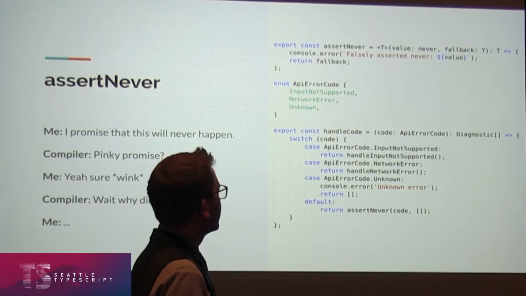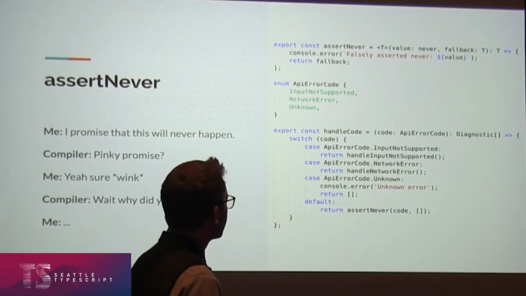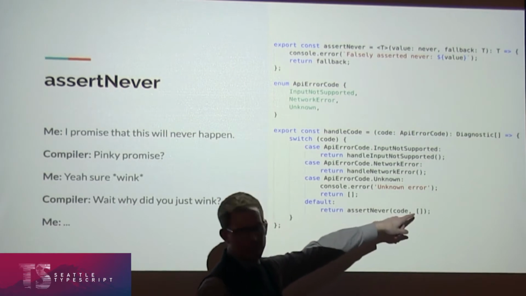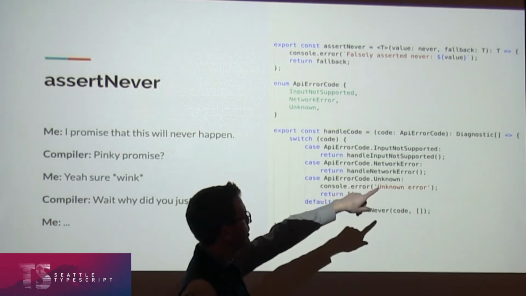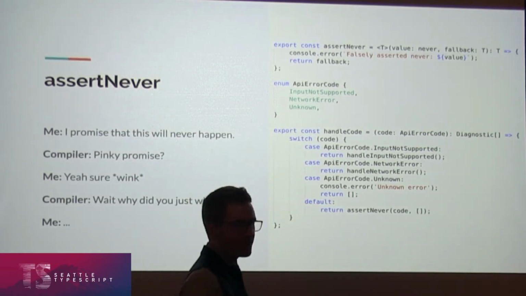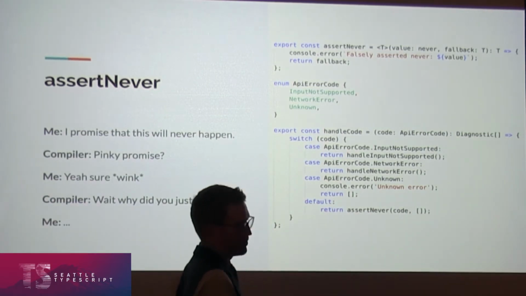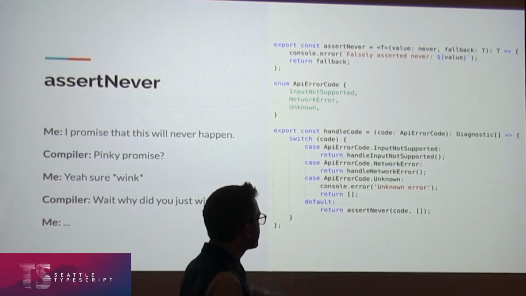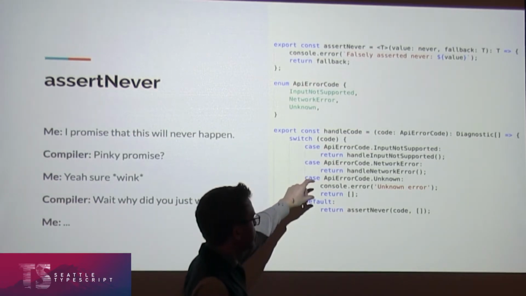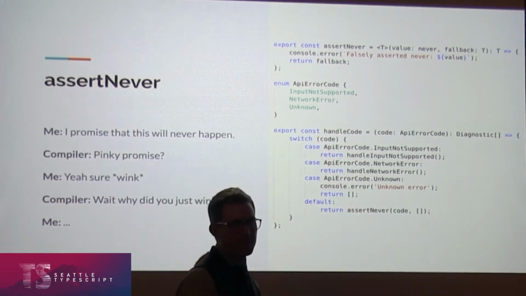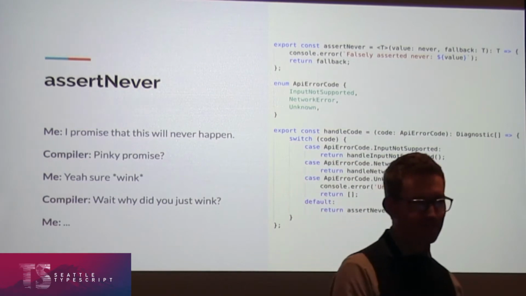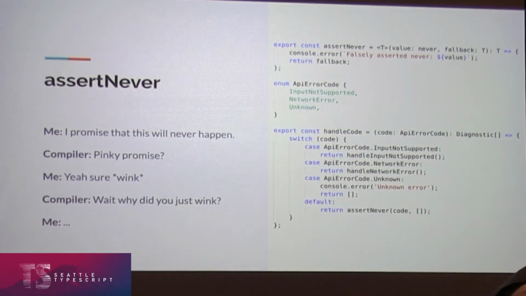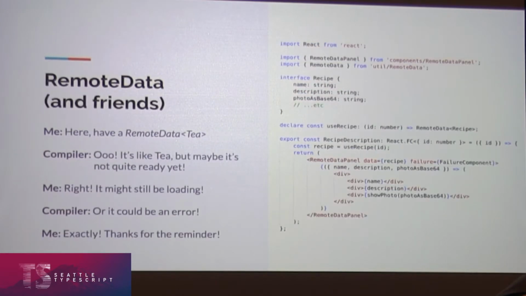That's why assert never is generic, and that's why we're passing an empty array here, is because handle code returns an array of diagnostics. So in the terrible case where we get an error back and we don't know what to do with it, we'll do the same thing as the unknown error code, which is just return an empty array of diagnostics. This isn't real code. I just wrote it really quick before the presentation, so may not actually be the right thing to do, but it proves the example.